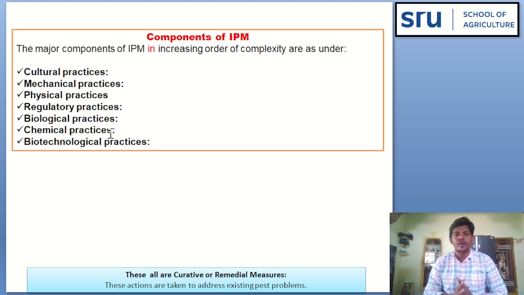Next, the components of IPM. Here the major components of IPM in increasing order of complexity are given. That is cultural practices, less complex, then mechanical practices, physical practices, regulatory practices, biological practices, chemical practices, and biotechnological practices. These all come under curative or remedial measures. These actions are taken to address the existing pest problem.